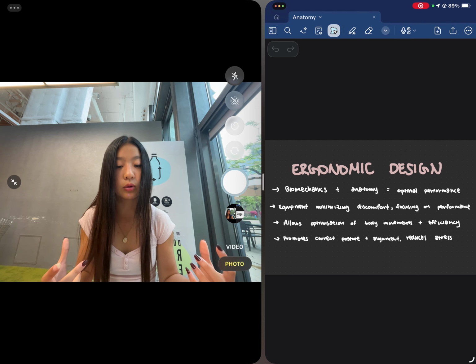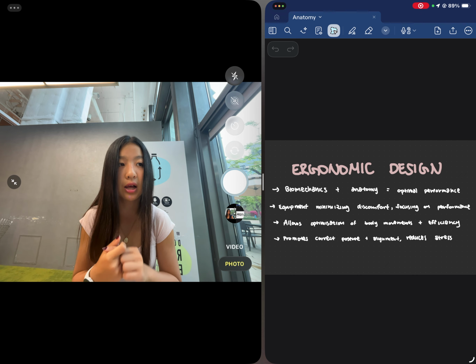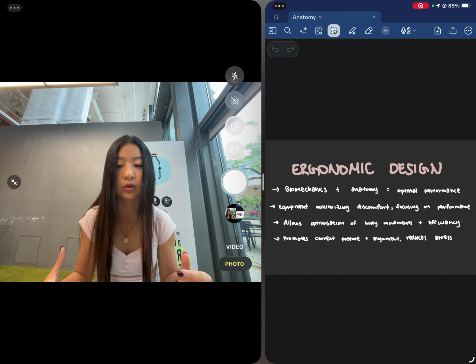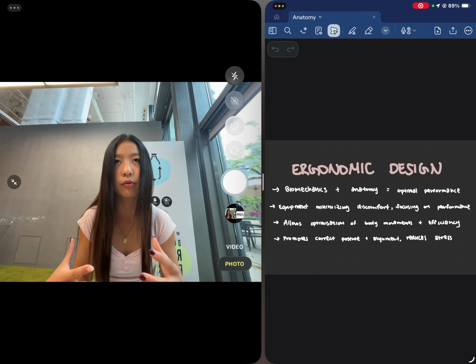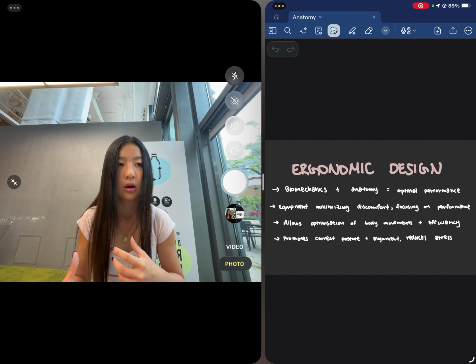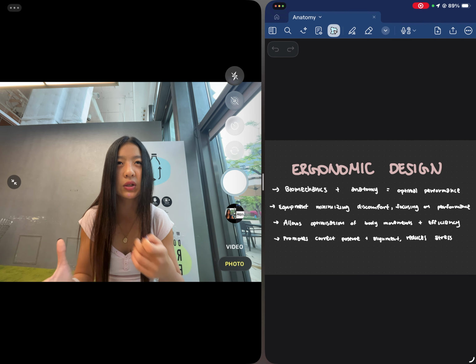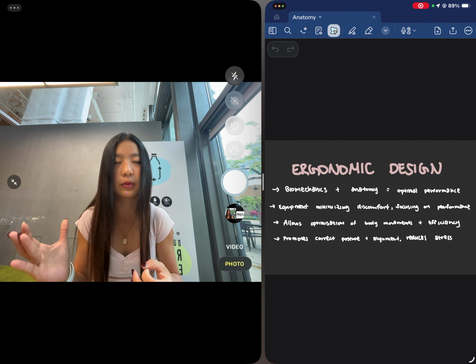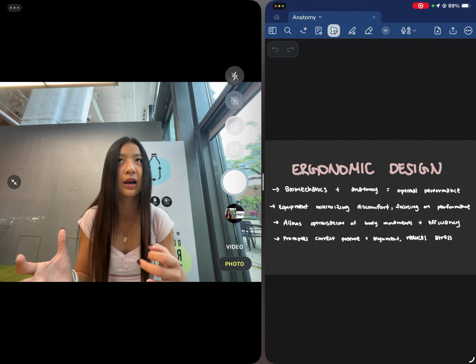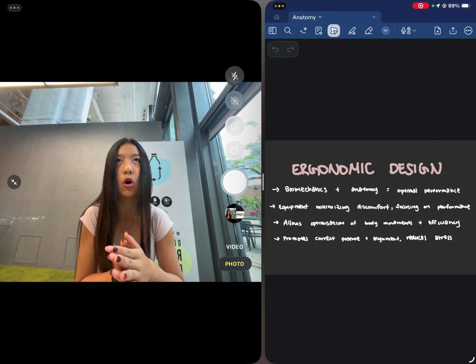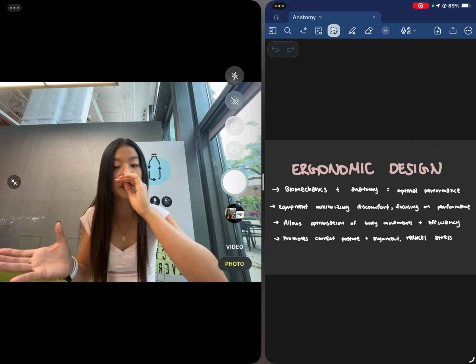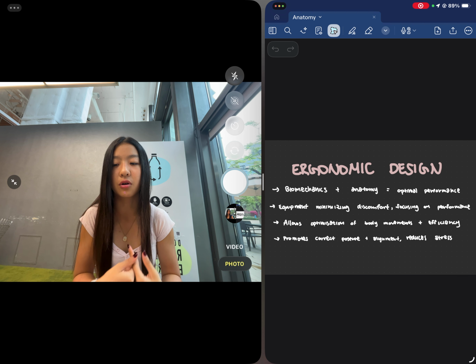Ergonomic design promotes correct body posture and bone alignment, which reduces stress that you're putting on your bones and your tendons, and it also allows you to perform more efficient movements. It allows the optimization of your body movement, so you don't spend extra energy on things that you don't really need to be doing. So that's really the whole thing of anthropometric data and ergonomic design.